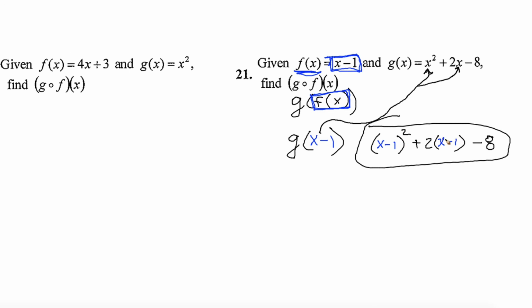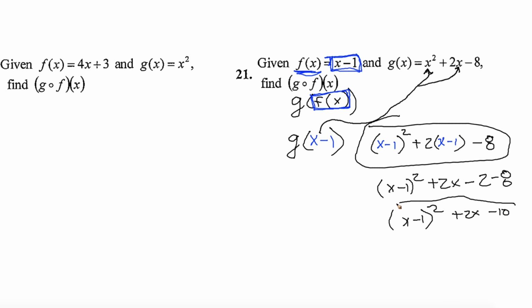but you do know how to simplify this, giving you x minus 1 squared. What's 2 times x? That's plus 2x. 2 times negative 1 is negative 2 minus 8. And negative 2 minus 8 is negative 10. So x minus 1 squared plus 2x minus 10. So I would accept either of these answers. But that's how you do it.